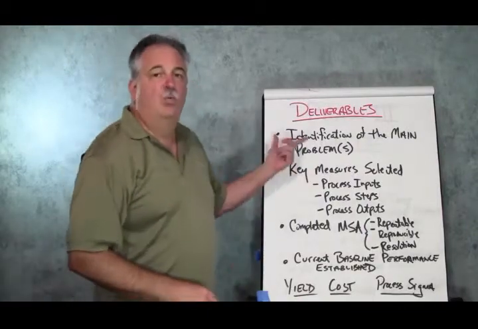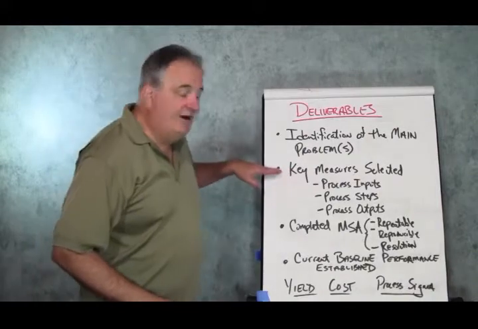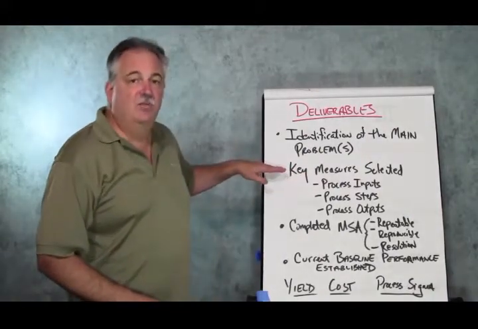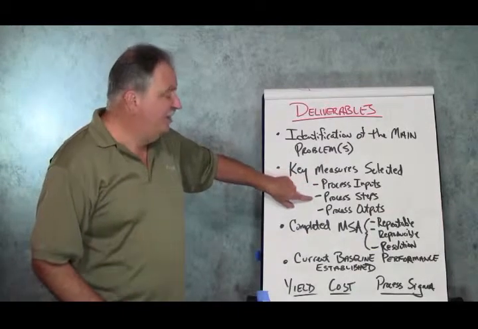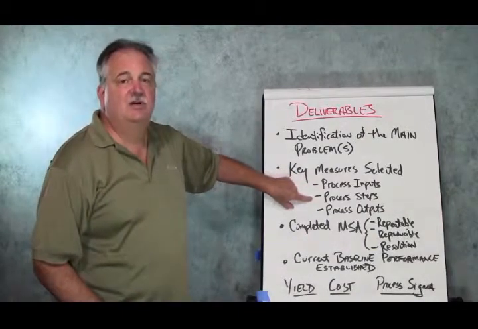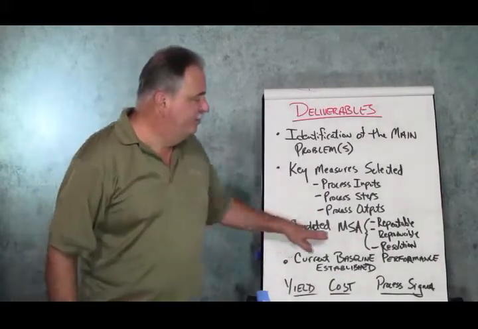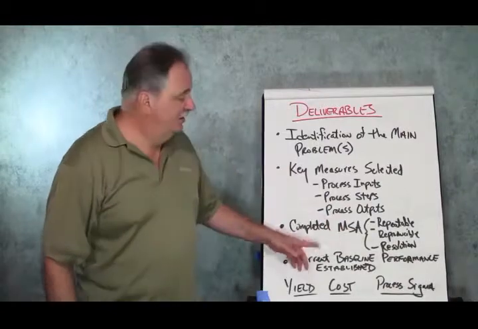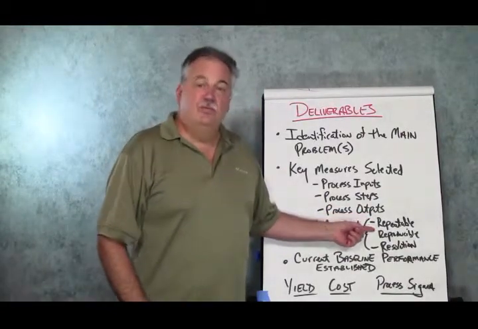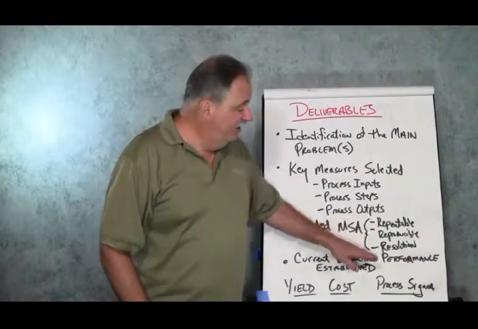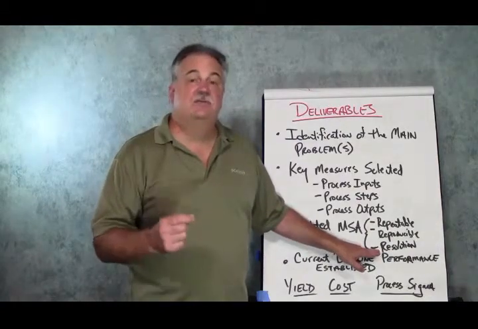The deliverables. What are those main problems? We have to identify them. And then we have to understand the key measures, and we have to have them selected. So what are we going to look at from an input to a process, output, process steps? What are we actually going to measure all along our process? Completed measurement system evaluation. The important part here is, do we have repeatable, reproducible measurements, and are they at a resolution that allows us to detect if there's a difference or not?